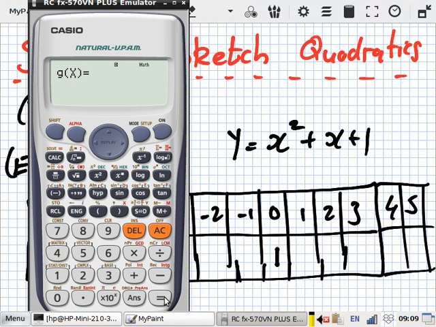My calculator asks me for this, but yours probably doesn't, so we just skip that. We start at minus 5. Alpha and x makes the x when you're typing the formula in. And we finish at 5. And we're going up in ones. And you see we have the table.